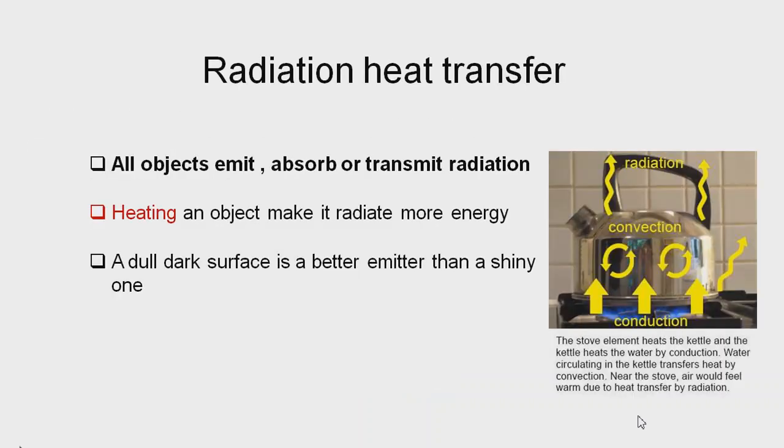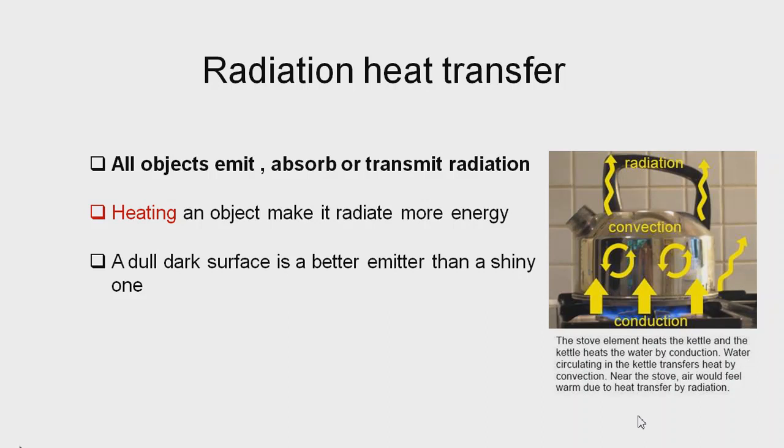Now radiation heat transfer always takes place whenever a body is above 0 Kelvin temperature, then it will emit, absorb or transmit radiation. The more we heat it, the more will be the radiated energy. Okay. For understanding all the 3 modes of heat transfer, we can take the example of a kettle on the stove.